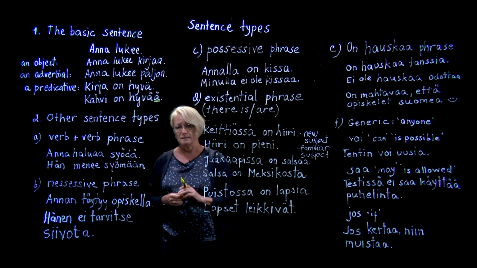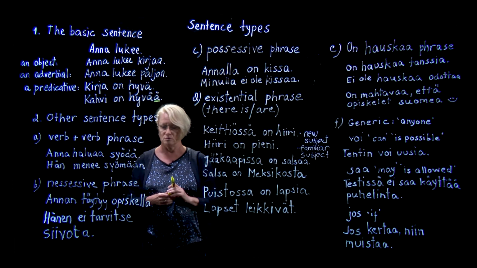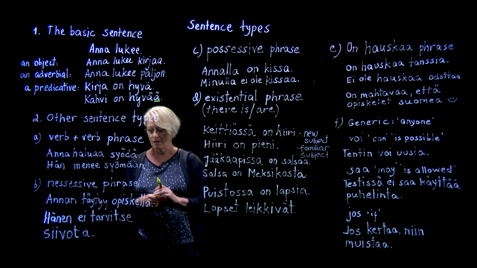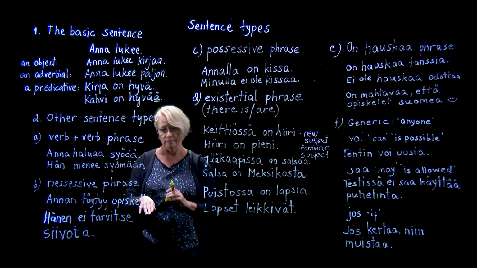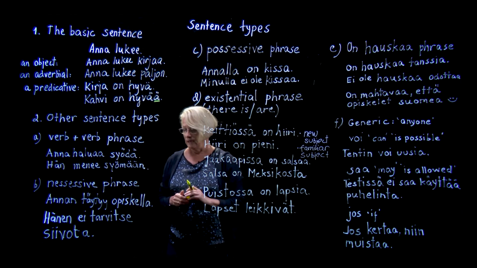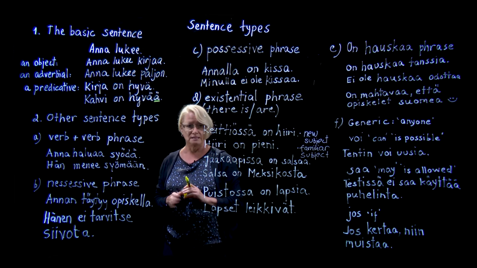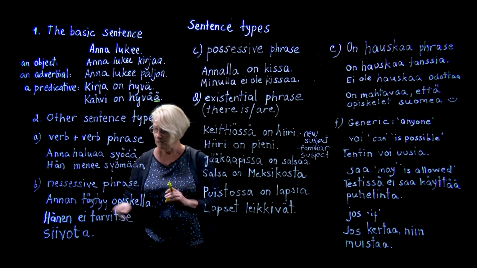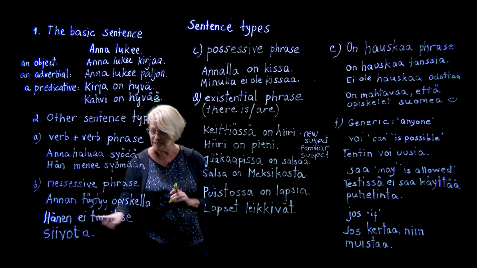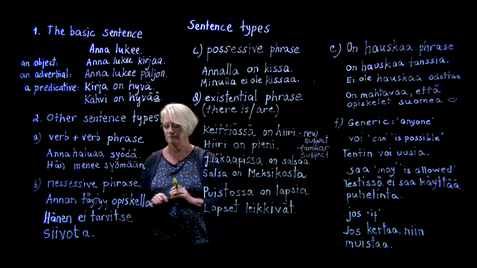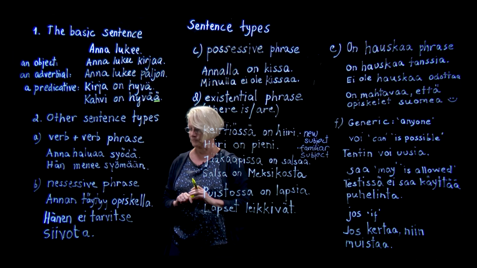Necessive phrase. This is the täytyy structure. Annan täytyy opiskella. So Anna has to study. Hänen ei tarvitse siivota. And you see that täytyy is the positive and ei tarvitse is the negative. Okay.